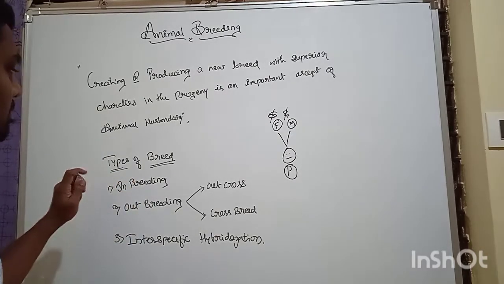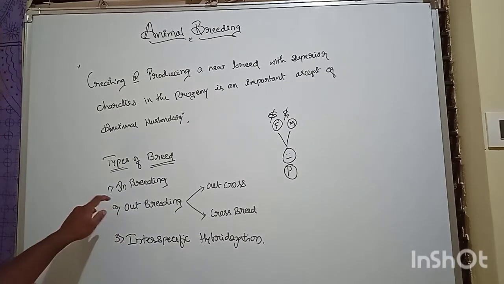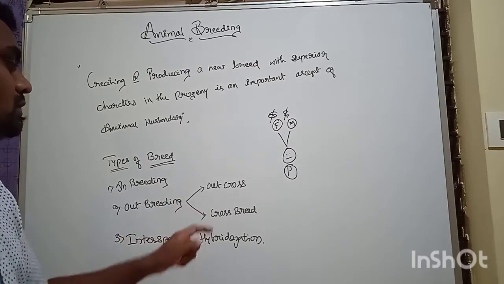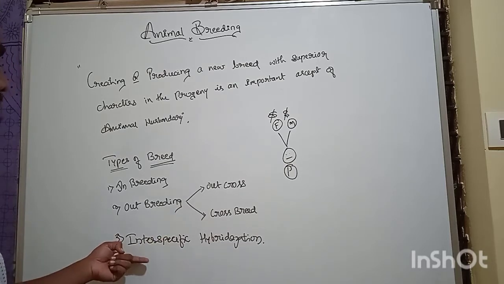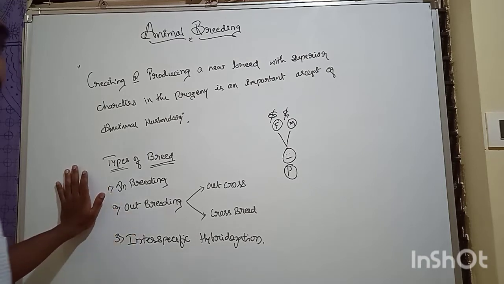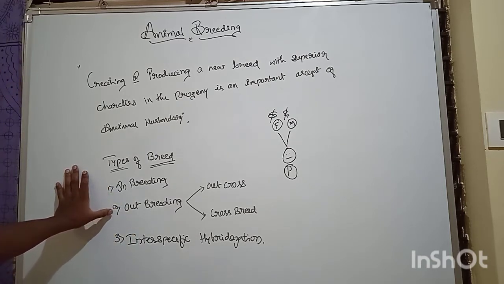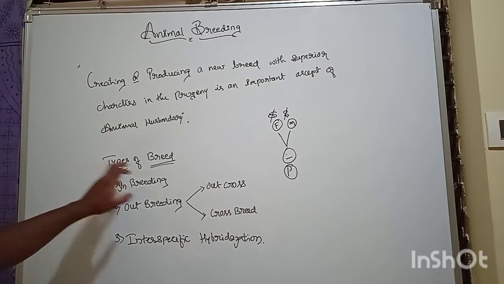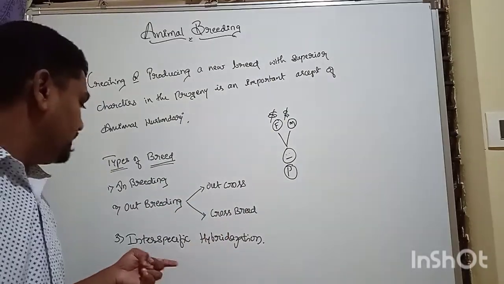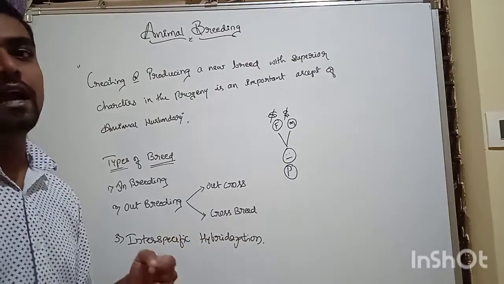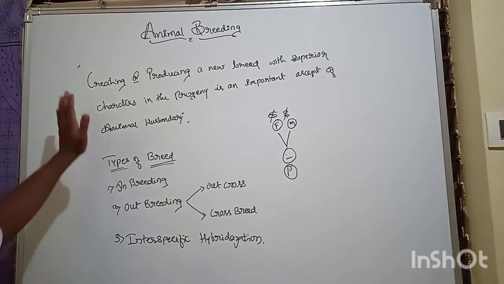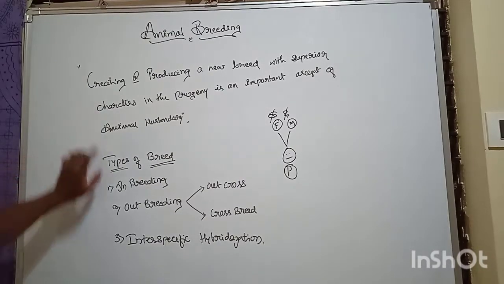They have divided breeding into types. What are the two types of breeding? Inbreeding and outbreeding. Outbreeding is again divided into outcross and crossbreed, and one more is interspecific hybridization. Okay, I'll repeat: inbreeding, and outbreeding is divided into two types, outcross and crossbreed, and the third one is interspecific hybridization. These are the three types. Now we'll study one by one.